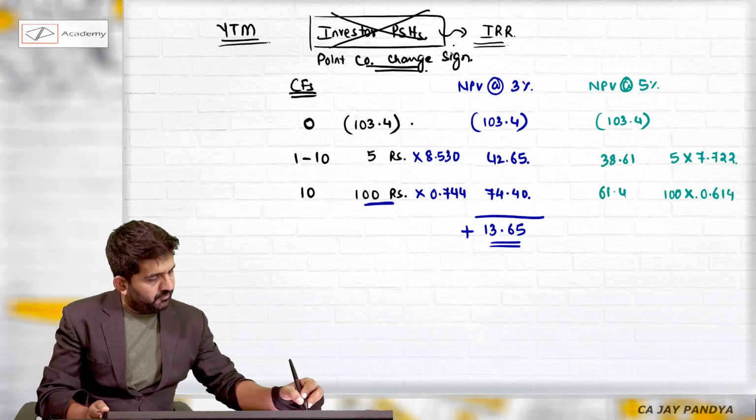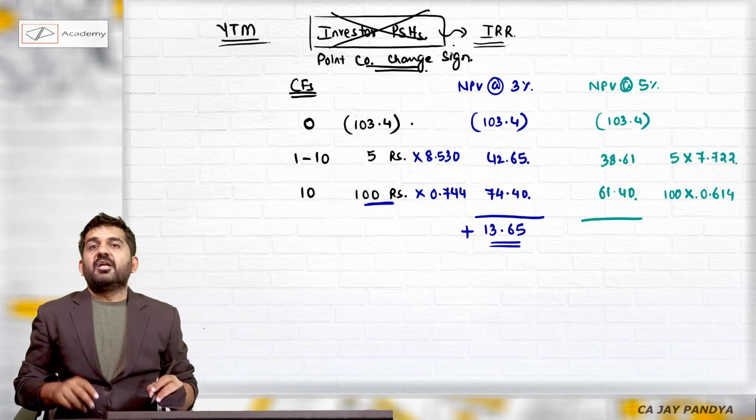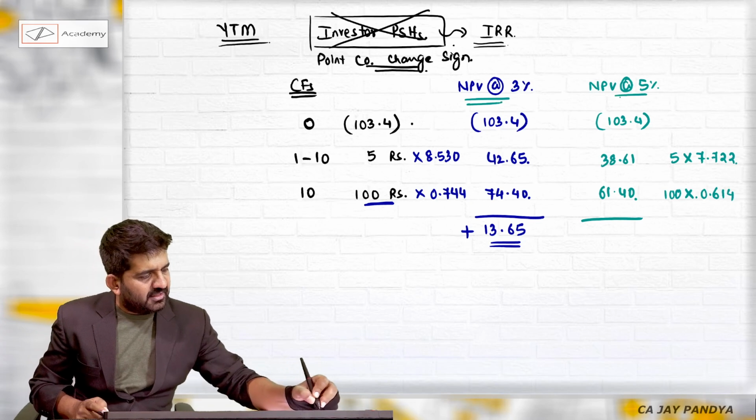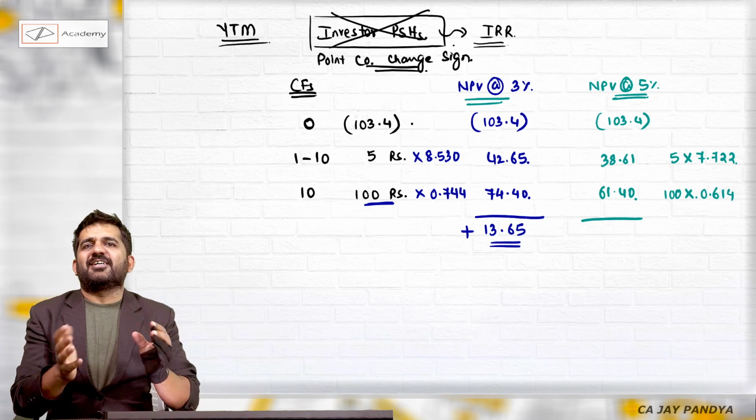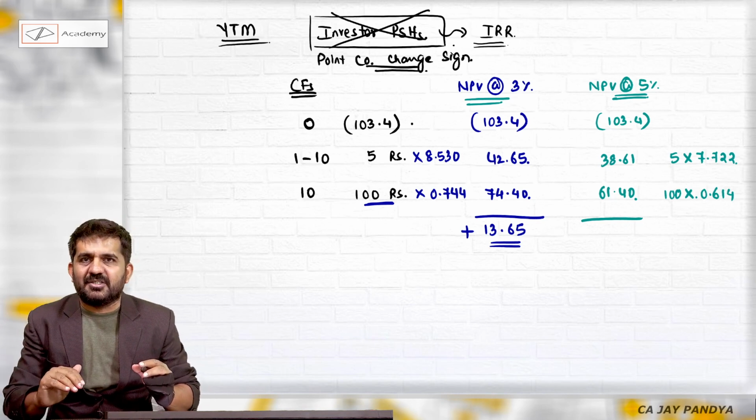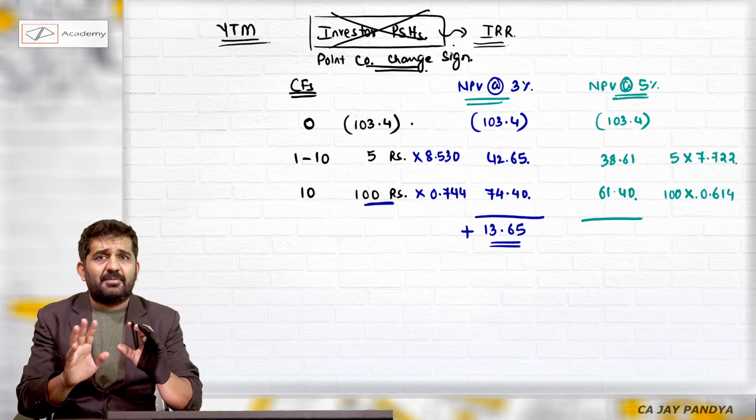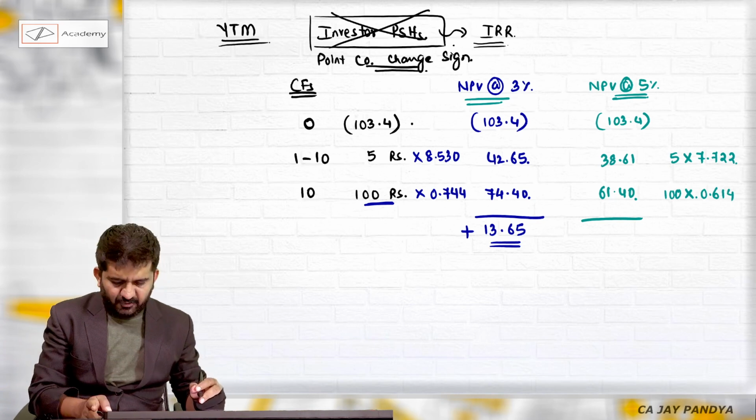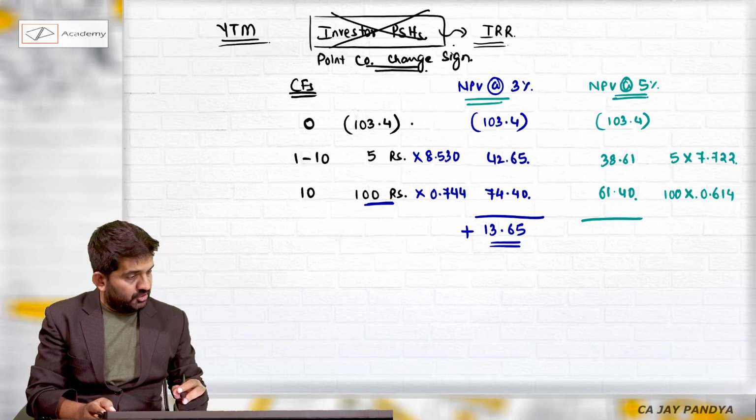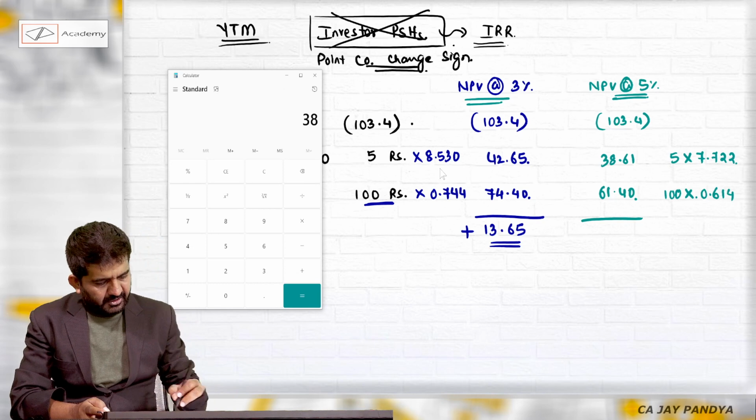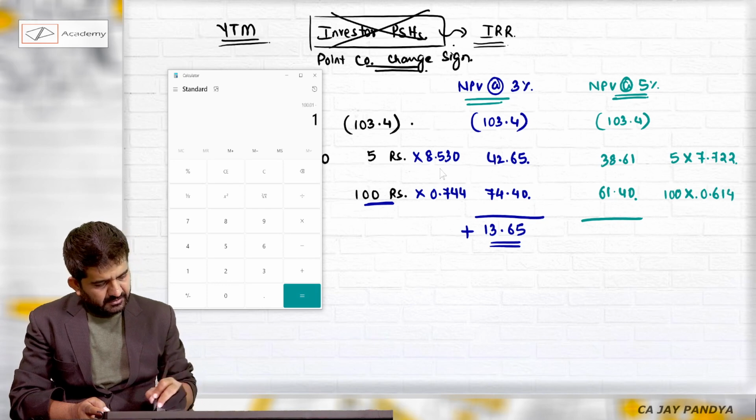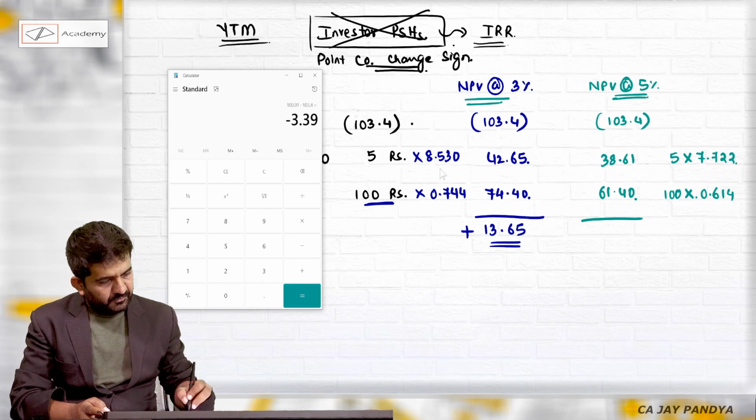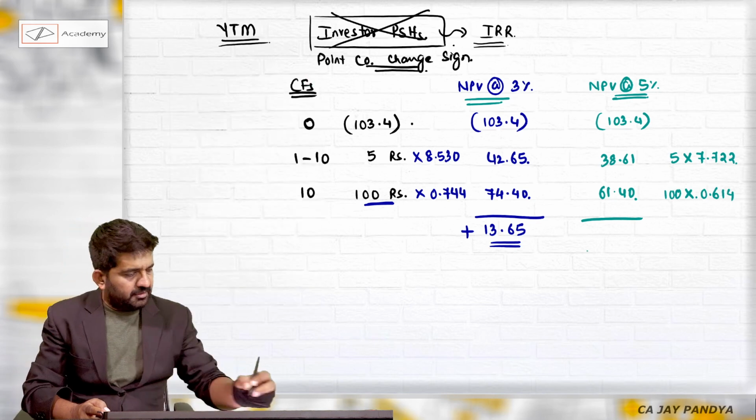which is 61.40. Now, how I thought of taking this as 3% and this as 5%, because these interest factors are given, 3% and 5% is given. So I'm very confident that I'll be getting one positive figure, one negative figure, and I'll be easily getting the range. 38.61 plus 61.40 minus 103.4, which is minus 3.39.